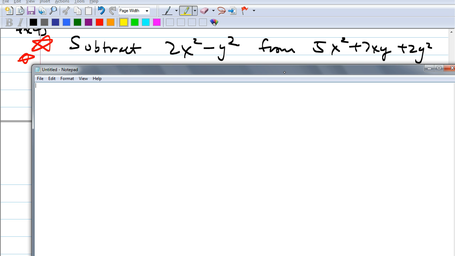First of all, anybody see what a common mistake for something like this is? Oh, one person really wants to tell me. You sure you want to tell me? Okay, what do you think, Ali? It's not subtracting 2x squared minus y squared from the other one. That's exactly right. It's not the first polynomial minus the second.